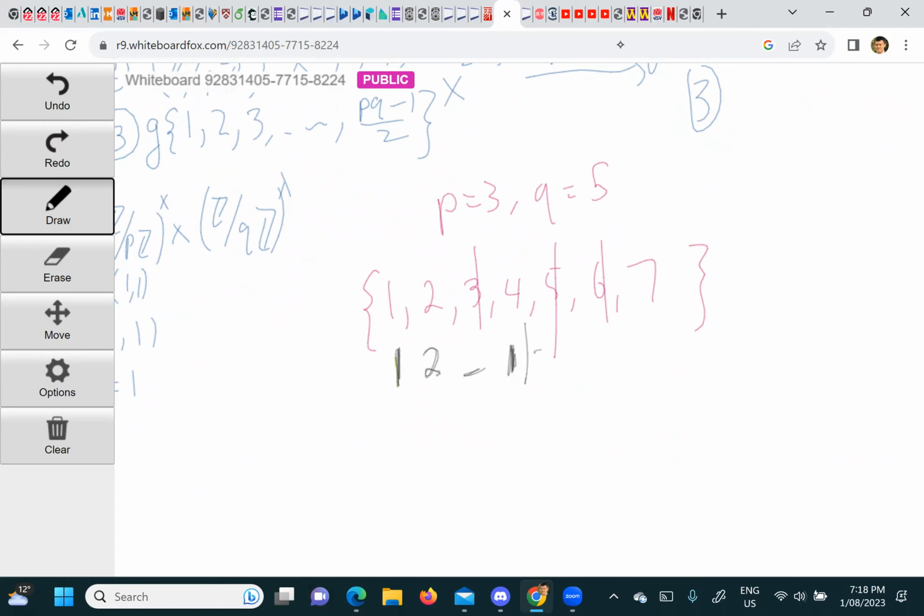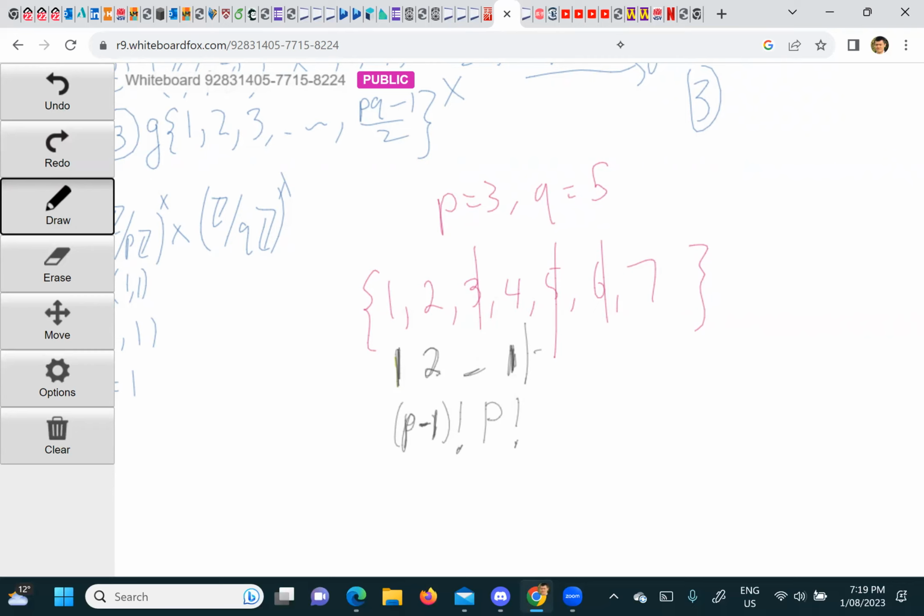So basically what you get is the 1, 2 is exactly p minus 1 factorial. And the 1 that's cut in half is capital P factorial. Does that make sense?